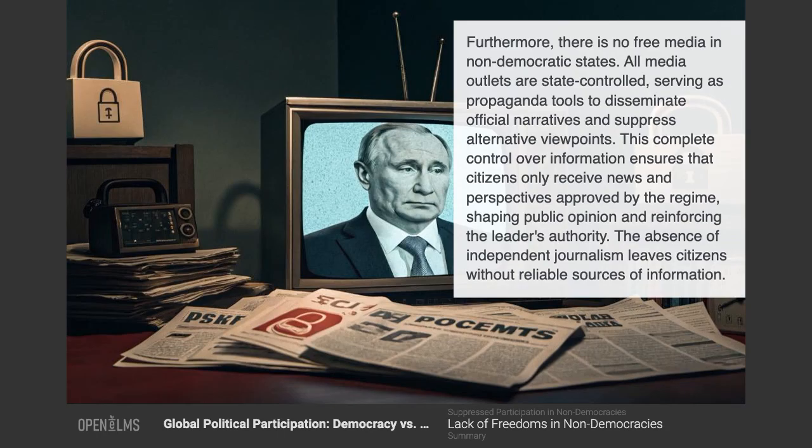Furthermore, there is no free media in non-democratic states. All media outlets are state-controlled, serving as propaganda tools to disseminate official narratives and suppress alternative viewpoints. This complete control over information ensures that citizens only receive news and perspectives approved by the regime, shaping public opinion and reinforcing the leader's authority. The absence of independent journalism leaves citizens without reliable sources of information.